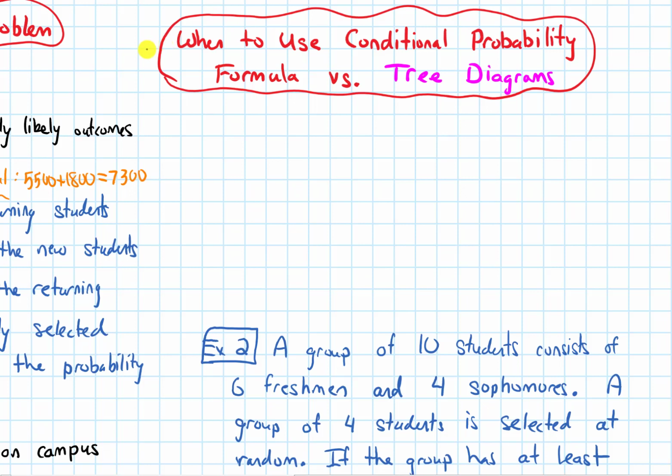In this video, we will talk about when doing conditional probability questions, when should we use the conditional probability formula versus using a tree diagram to evaluate it. Okay, so I want to talk about those two categories. So the conditional probability formula, when is this better versus tree diagrams, and when are those better?